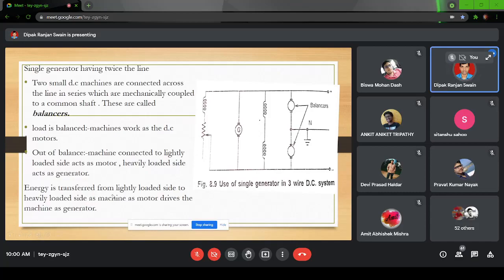Okay. So energy is transferred from the lightly loaded side to the heavily loaded side, as the motor drives the machine as generator, because they are coupled to each other. So if this is a motor and this is a generator, what will happen? The motor will take the power and the generator will generate the power. That means it will take the power from the lightly loaded side and give the power to the other side. So they automatically try to balance each other in this run. Okay. So due to the balancing action, the current in the neutral will remain 0.